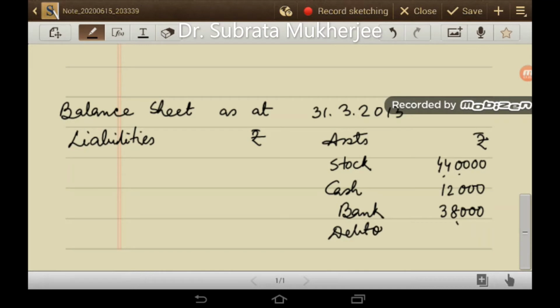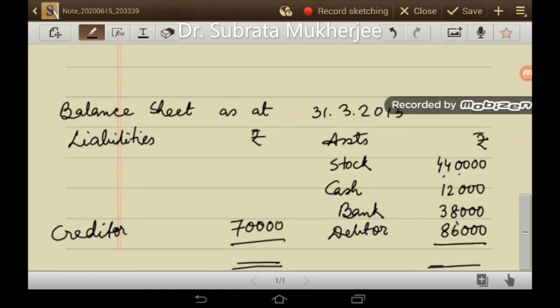So debtor balance of 86,000 and creditor balance of 70,000. So I have completed posting all the opening and closing balances given in the question, and you will find that each figure I have posted in two places. So opening and closing stock I have posted in trading account, and in opening and closing balance sheet; bank and cash balance I have posted in cash account as well as in opening and closing balance sheet. Debtor and creditor account I have posted in the debtor and creditor account respectively as well as in the opening and closing balance sheet. Now I will discuss the adjustment entries.